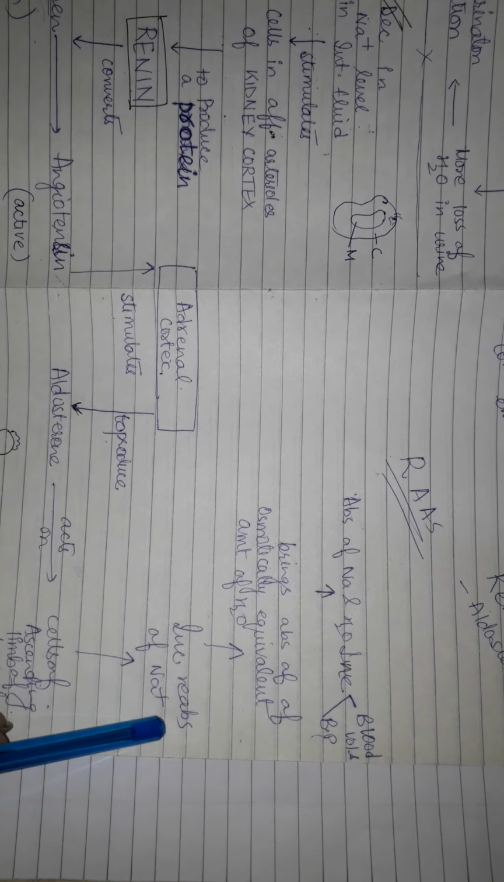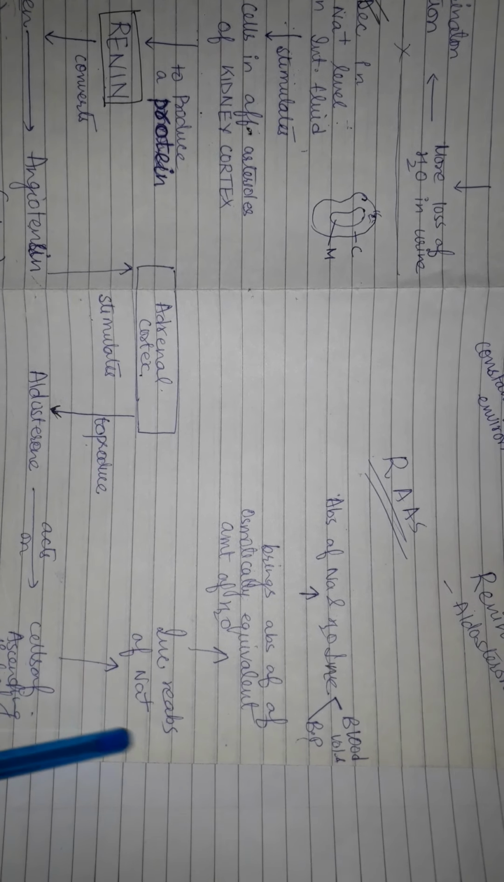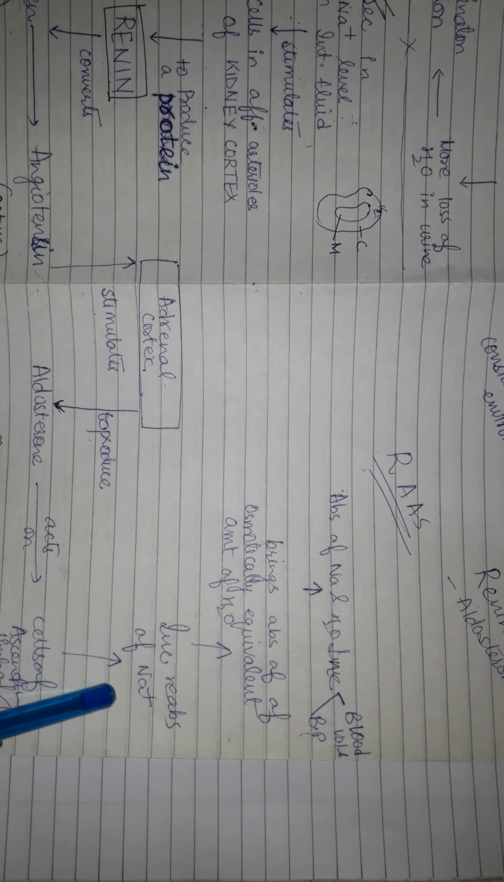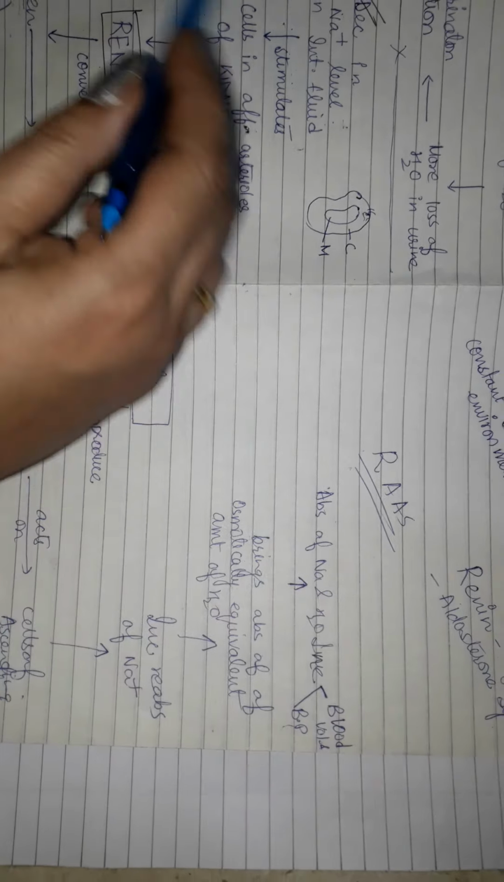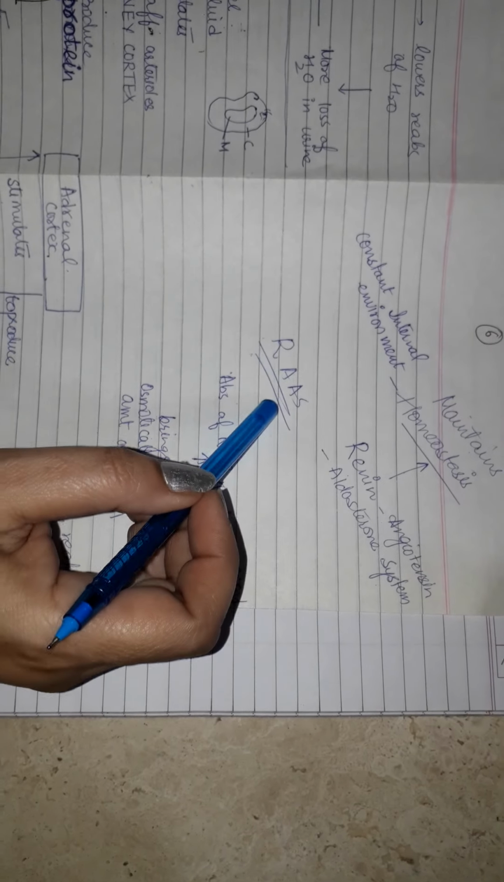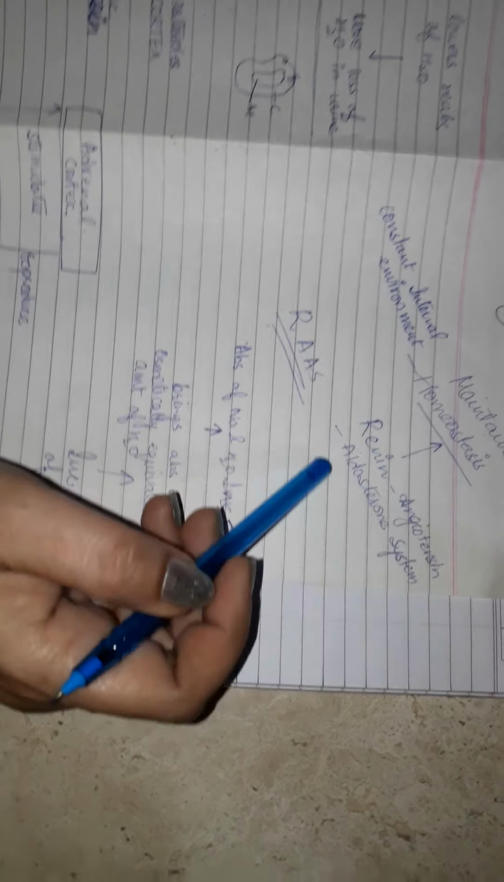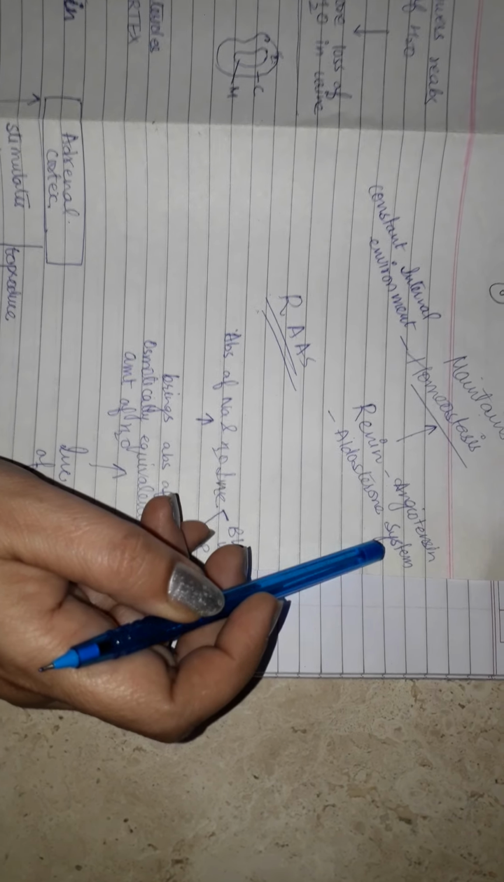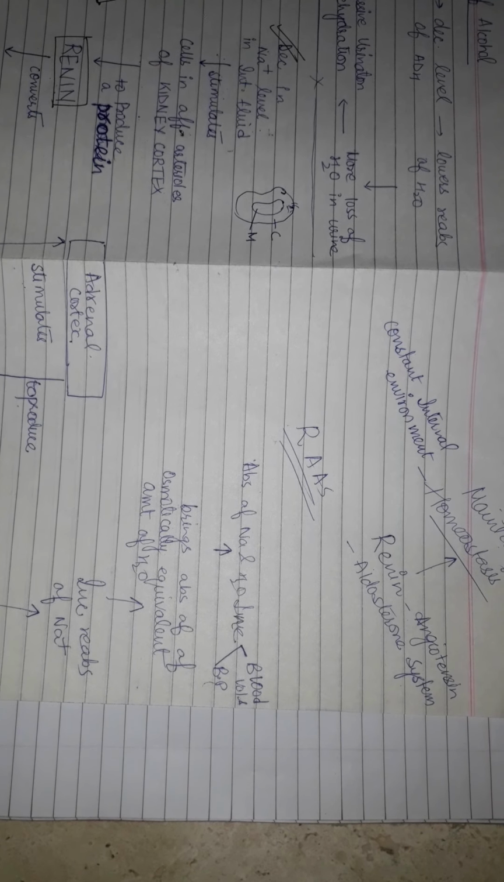The amount of sodium ions level is maintained in the body by their increased reabsorption, and this whole procedure is called RAAS, that is renin, angiotensin, aldosterone system, which is required to maintain homeostasis in the body.